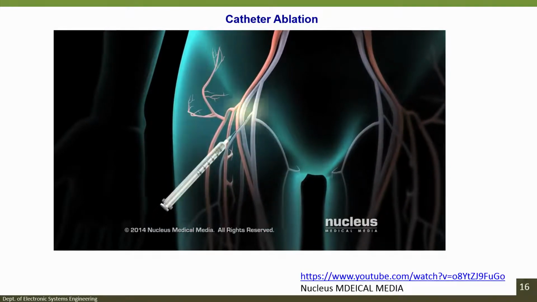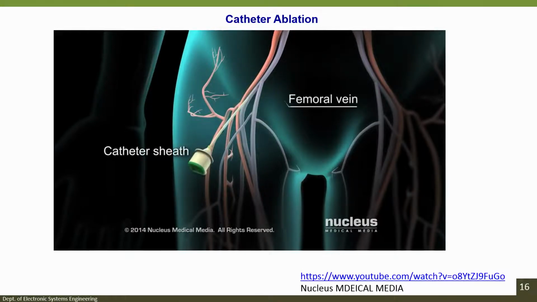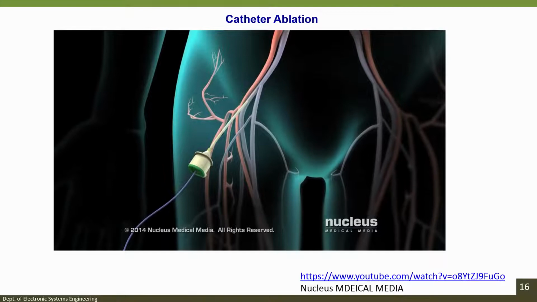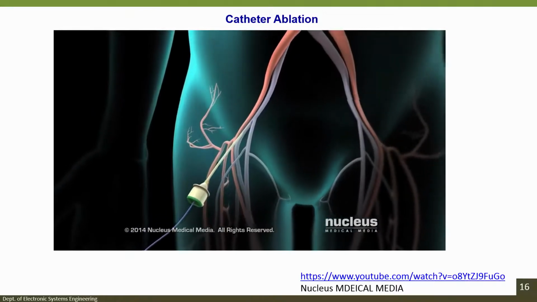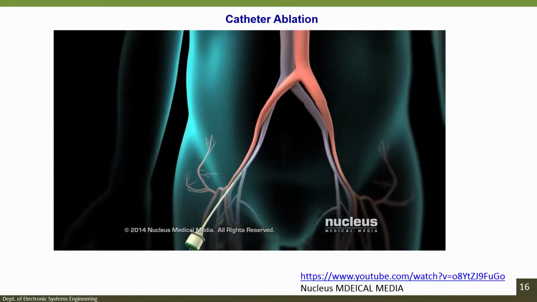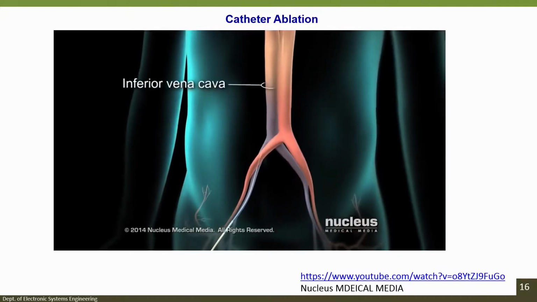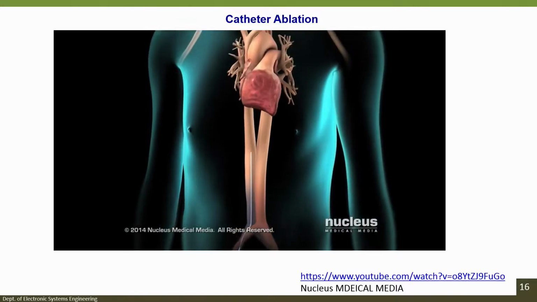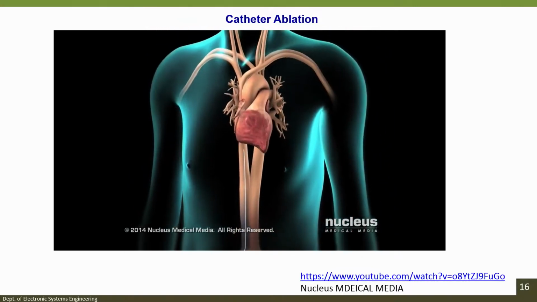After numbing a small area in the groin with a needle, the doctor will insert a short hollow tube called a catheter sheath into the femoral vein. Next, a long flexible tube called a catheter will be inserted through the sheath. The doctor will guide the catheter to the heart through a blood vessel that goes to the heart, called the inferior vena cava. The location and progress of the catheter will be monitored.